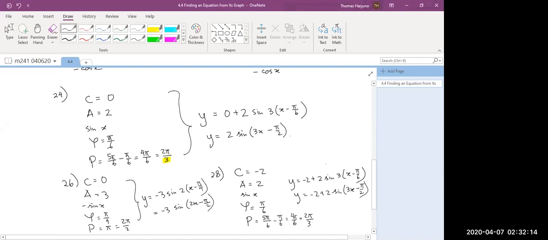Okay, now suggested homework from here. I would like you to do from number 5, this is 4.4, number 5 to number 27. Just do the odd ones.